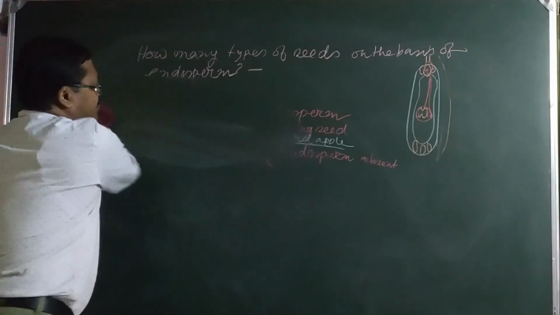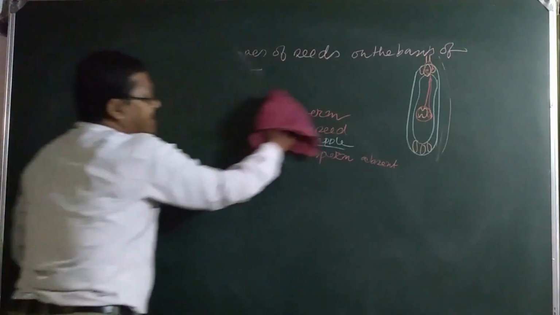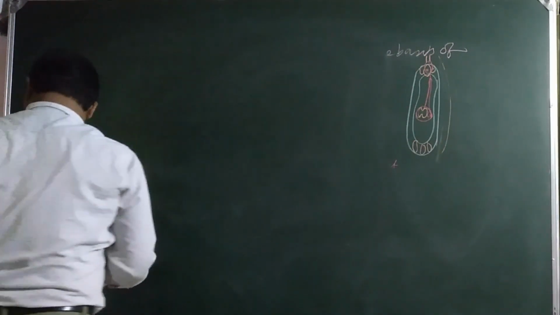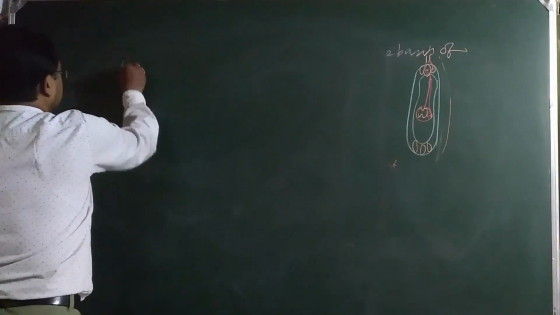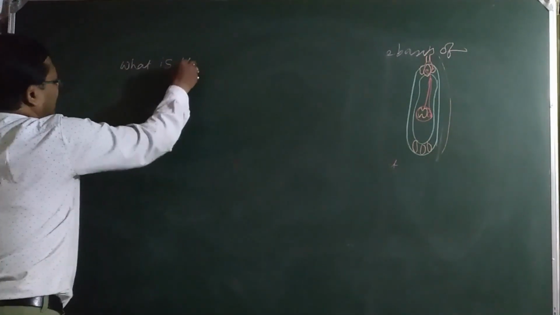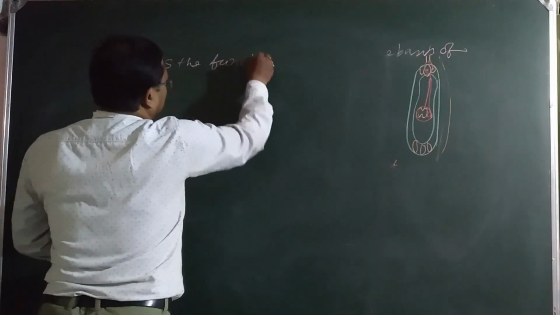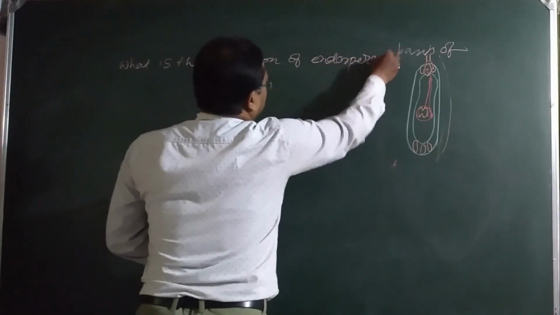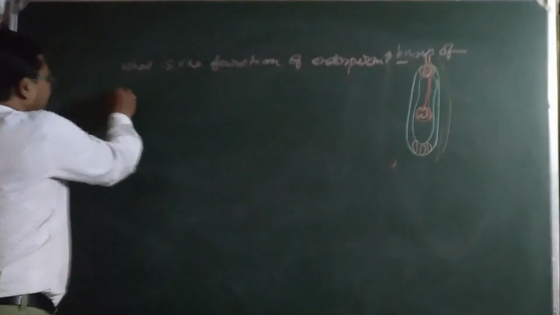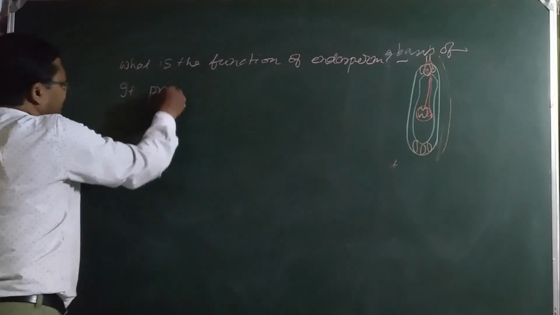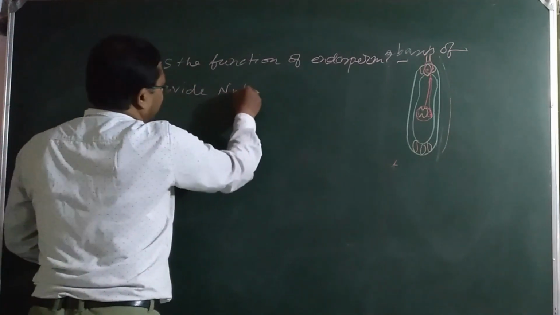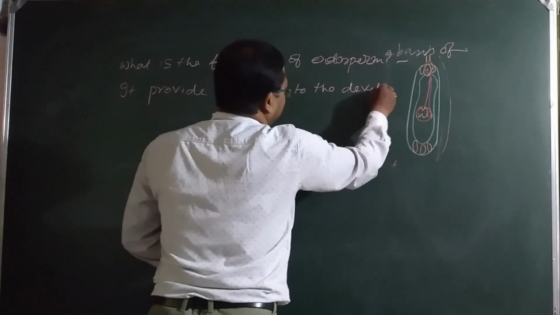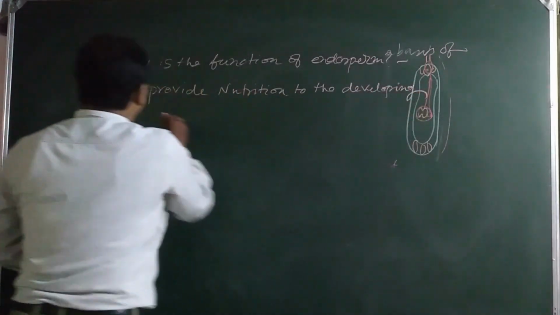What is the function of the endosperm? Endosperm provides nutrition. The function of the endosperm is to provide nutrition to the developing embryo.